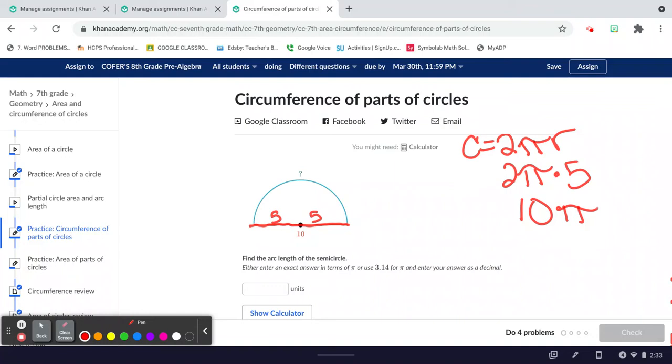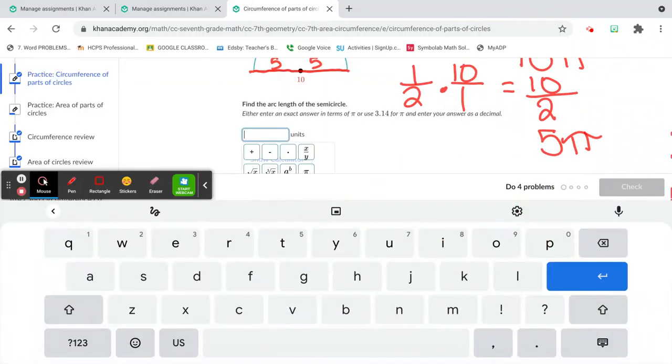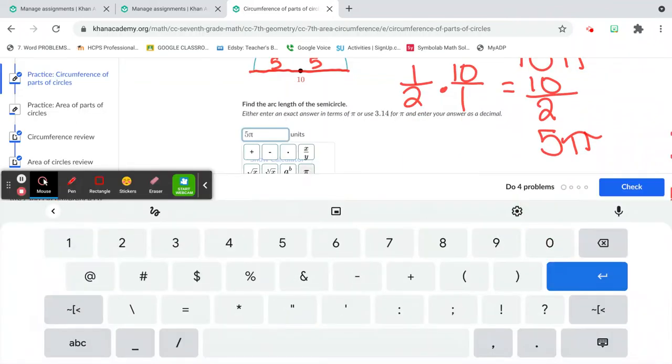But I didn't have an entire circle. I had a semicircle, which is half of a circle. So I take my 1/2 and I multiply it by 10 over 1. 10 times 1 is 10. 2 times 1 is 2. I know that 10 divided by 2 is 5, and I bring my pi back there. So 5 pi. You could have looked up here when we came up with 10 pi and said, okay, if 10 pi is the whole thing and I only have half of it, half of 10 pi is 5 pi. So we would have had 5 pi.